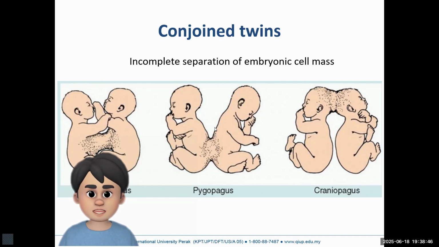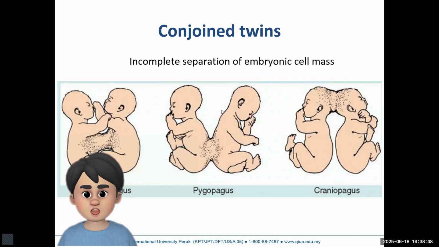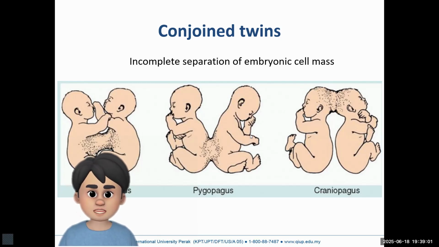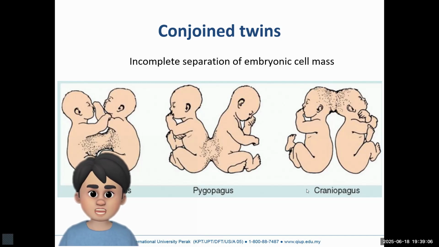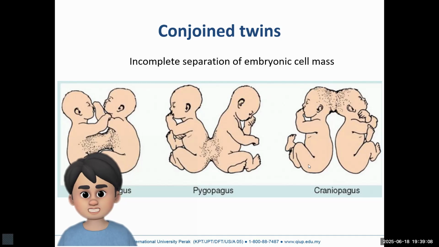Some people have thoracopagus and pygopagus, or pigopagus. Depending on the severity, sometimes they can separate conjoined twins, right? Now we'll watch about craniopagus twins, right?